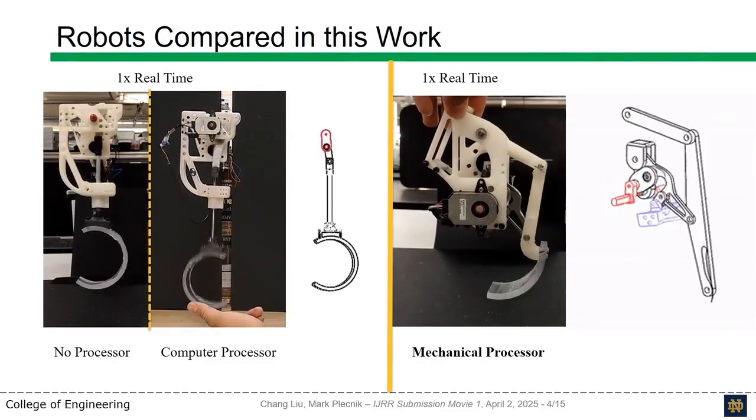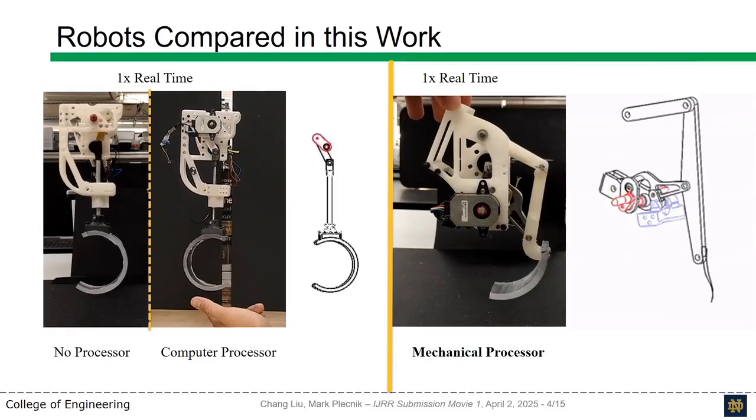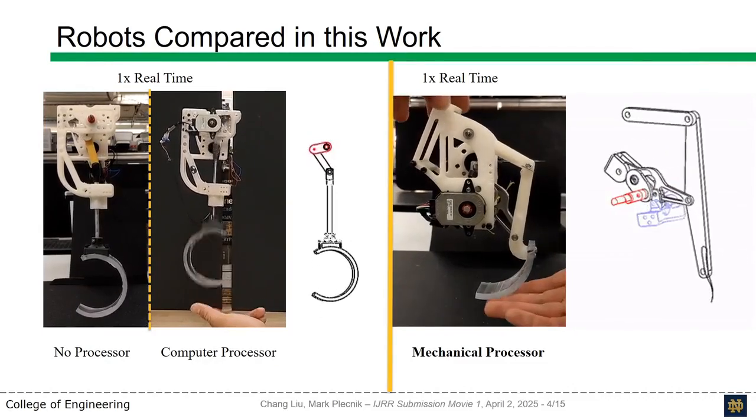awaits environmental contact. On the right, under constant commanded motor torque, the mechanical processor sets the leg at its ready position and awaits environmental contact. The stroke of the two legs is the same.